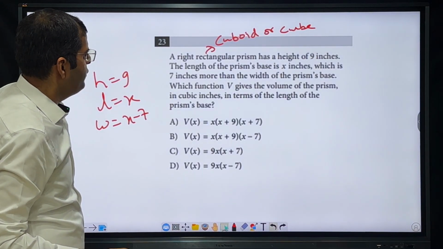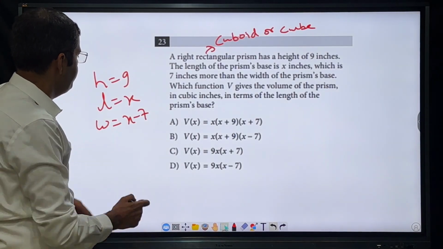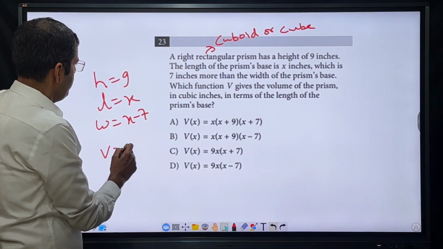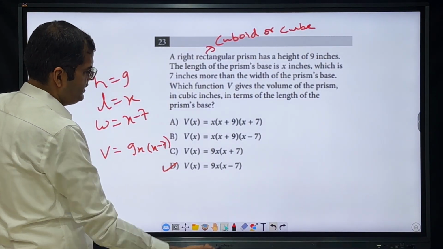Which function V gives the volume of the prism? Volume of the prism is nothing but the product of them. So V will be equal to 9 into x minus 7, 9 into x. Answer option D is correct here.